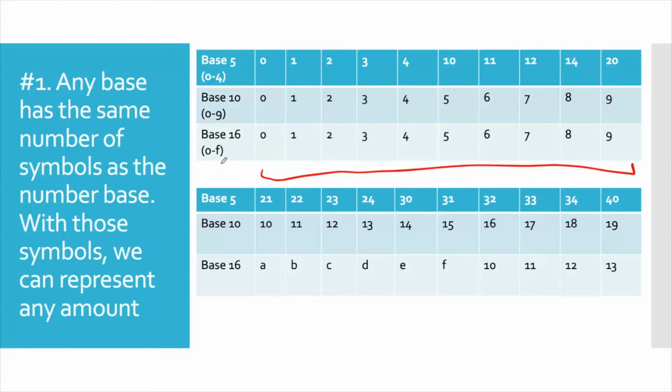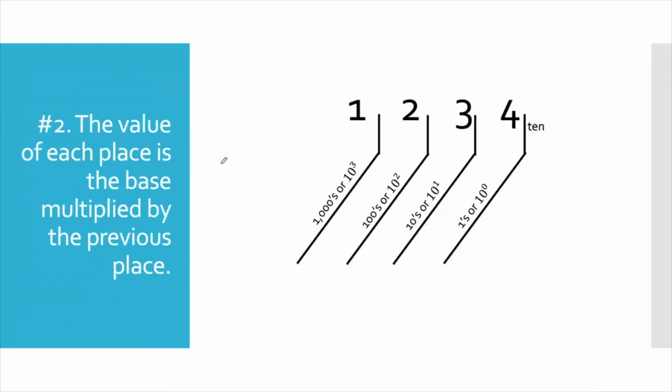So just remember, the base number equals the number of symbols available in the system. Number 2. The value of each place is the base times the previous place. In base 10, we're pretty familiar with our place values. We start with the ones place, move to the tens place, hundreds place, and so on.